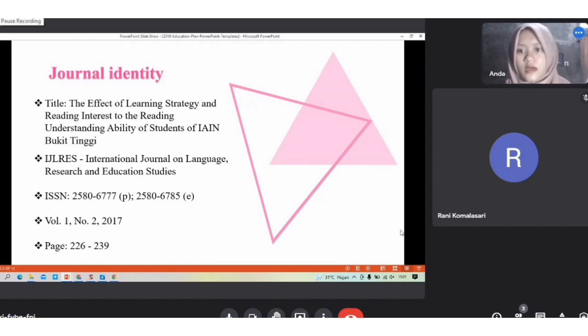The title of this journal is The Effect of Learning Strategy and Reading Interest to the Reading Understanding Ability of Students of IAIN Bukit Tinggi. This journal is the International Journal on Language, Research and Education Studies.